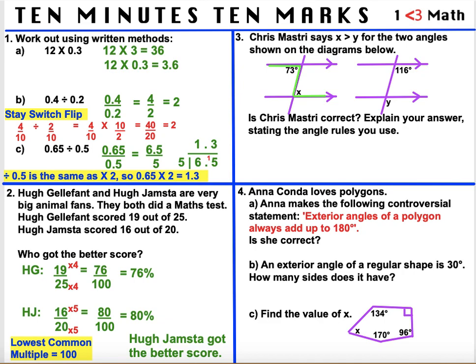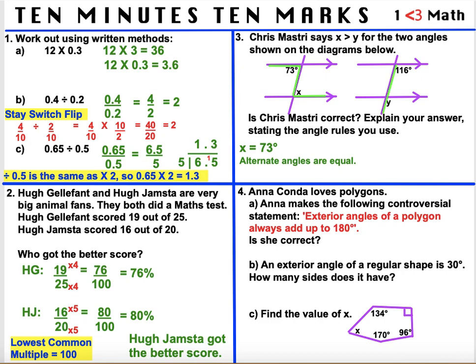and we can see here that we have the Z, so x is going to equal 73 degrees because alternate angles are equal. And it's really important that you know the word alternate for this rule, and you have to write down alternate angles are equal, because the question says state the angle rules that you use. So when you've got Z angles, alternate angles are equal.